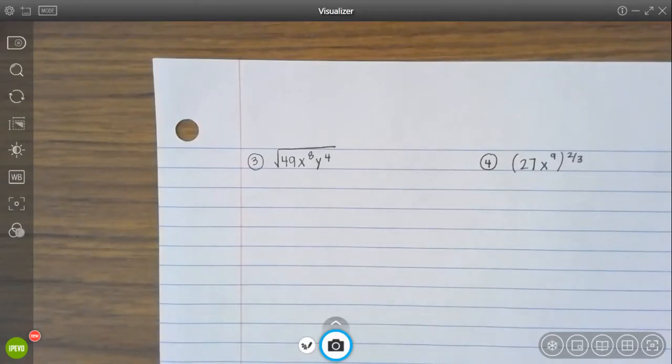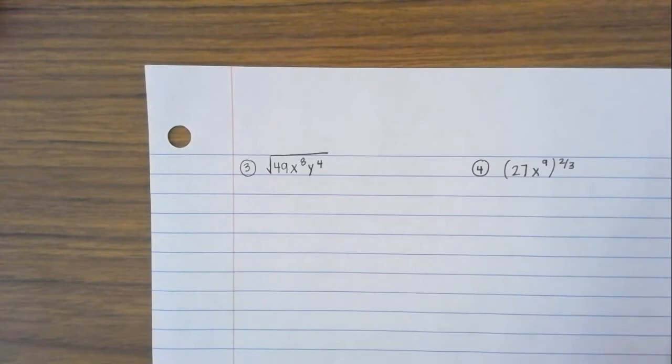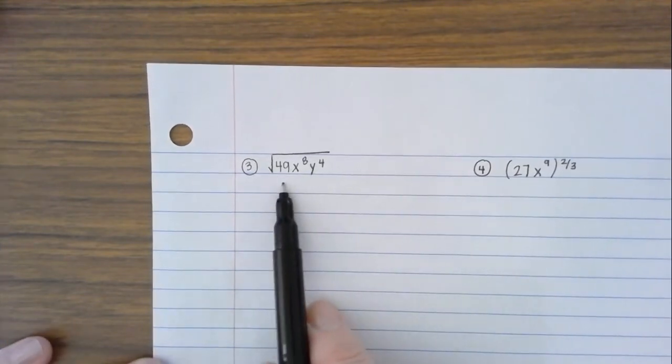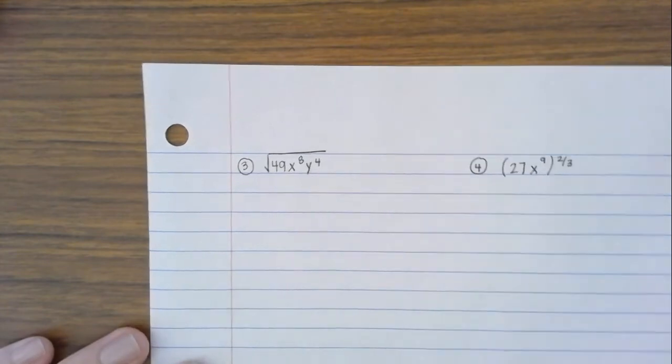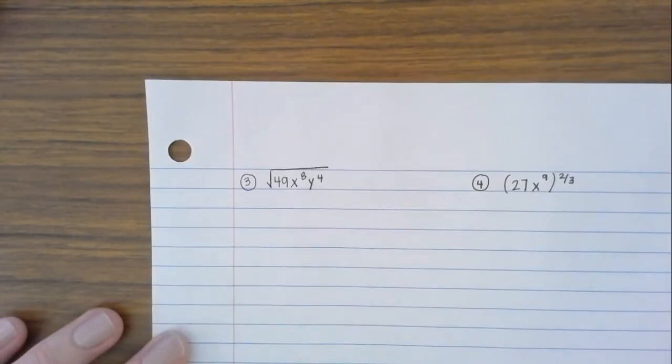All right, so here's some problems that are going to help you get through some of your homework tonight. So I started reviewing this one in class. The reason that we're able to split up these roots into smaller pieces is because think about what we do when we are simplifying radicals.